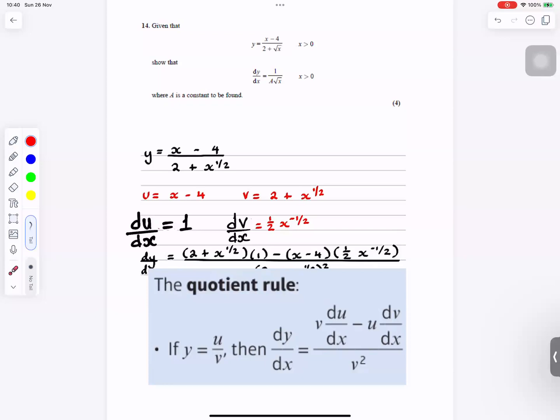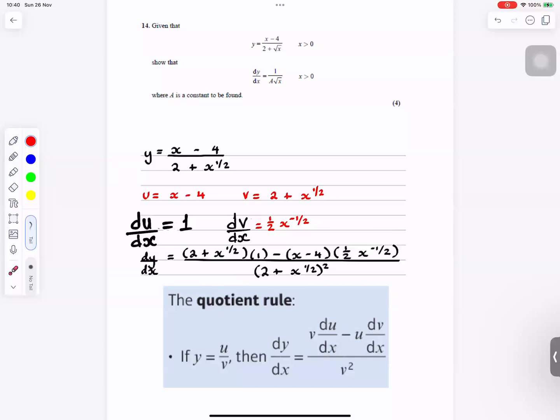Question 14, we want to show that dy over dx is equal to that, where a is a constant. So we're going to use the quotient rule. I put the quotient rule formula underneath. So u is x minus 4, v is equal to 2 plus x to the power half. So you find du over dx, find dv over dx, and then we substitute all of that into the quotient rule.